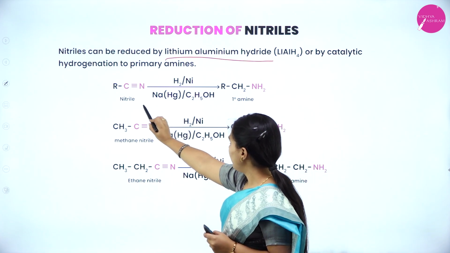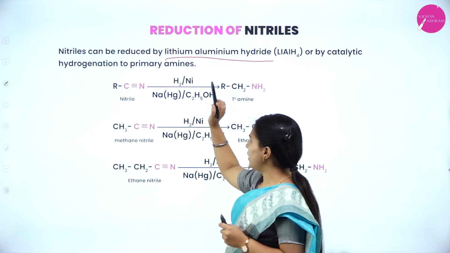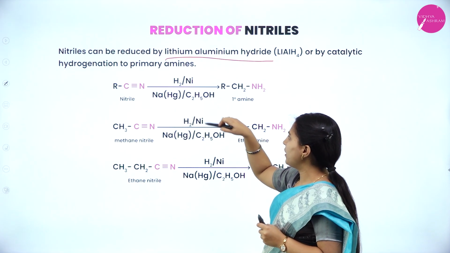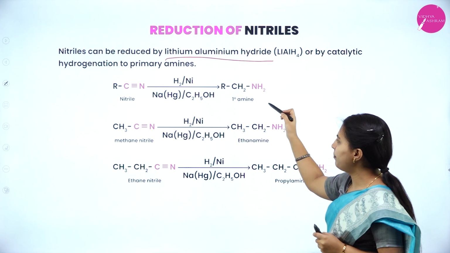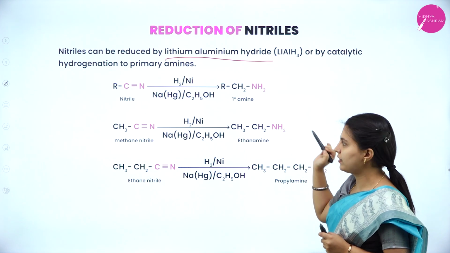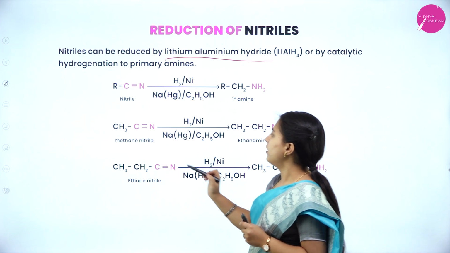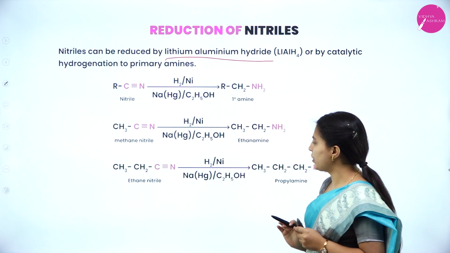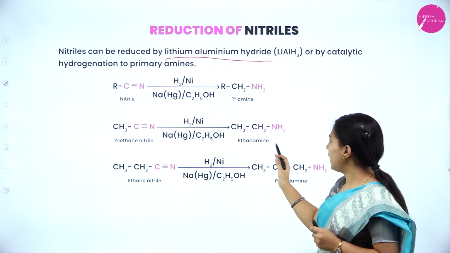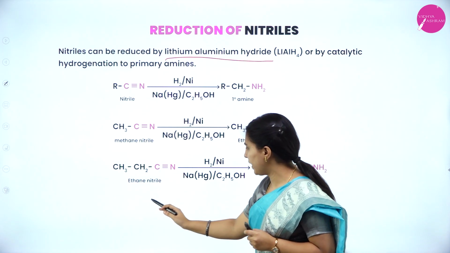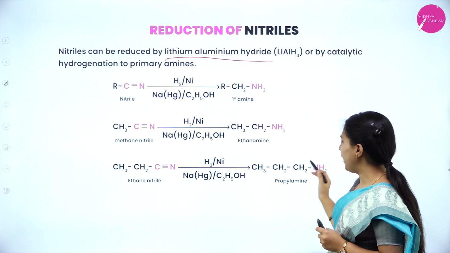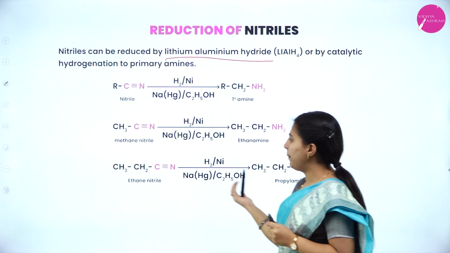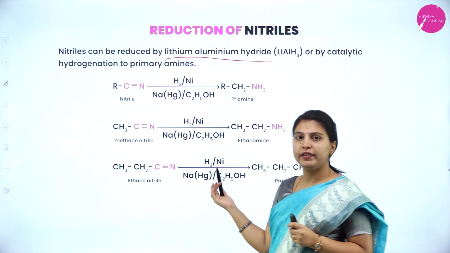This is nitrile by catalytic hydrogenation in the presence of nickel catalyst, or sodium amalgam in ethanol, it may form primary amine. Okay, this is the general reaction. For example, methane nitrile, in the same hydrogenation process it will form ethanamine, or ethane nitrile, it may form propylamine. The next homologous series of amines will be formed by the previous series of nitrile.